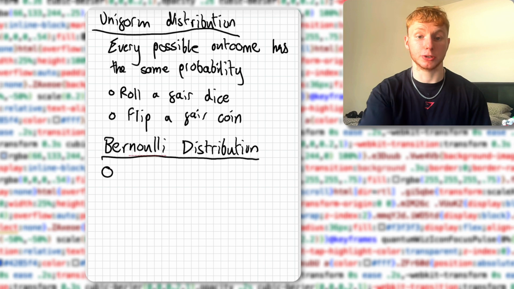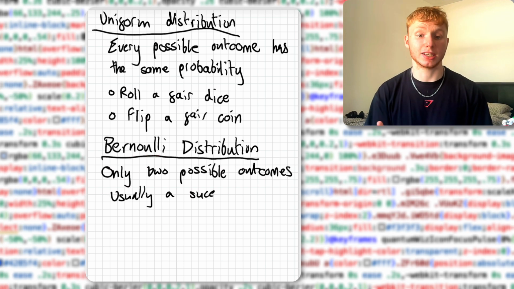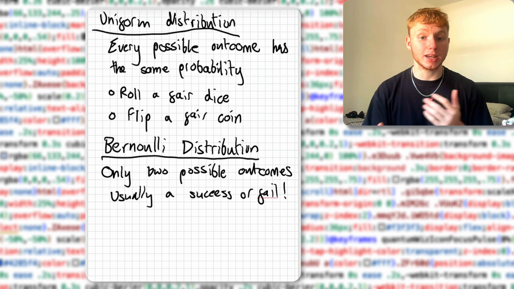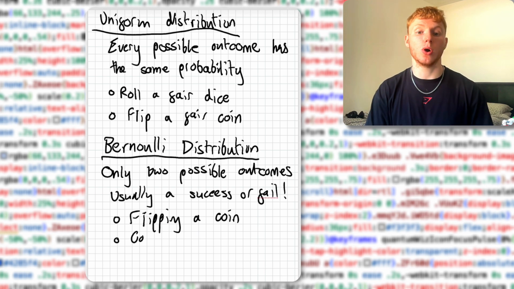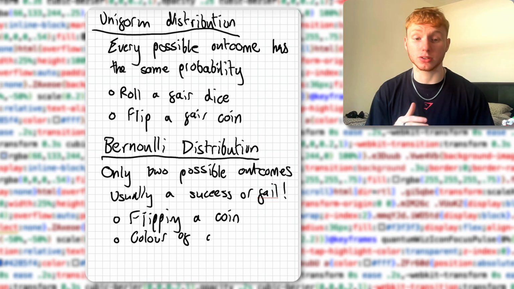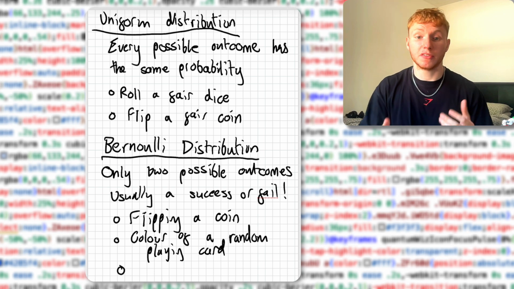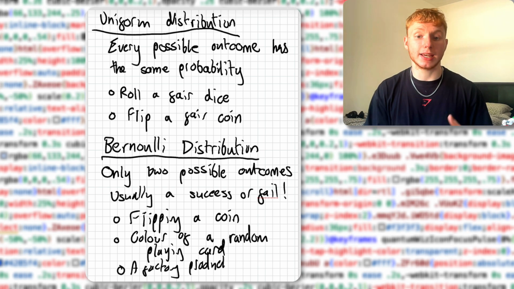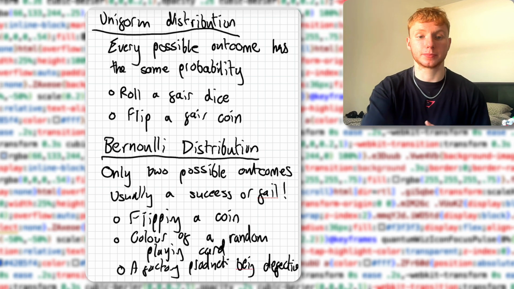A Bernoulli distribution is a distribution with only two outcomes, so either a success or a fail. You could say, once again, a coin flip, it is either heads or tails, or the colour of a random playing card, red or black. And the probability does not have to be 50-50. For example, the probability a factory product is defective or not. So that is a Bernoulli distribution.